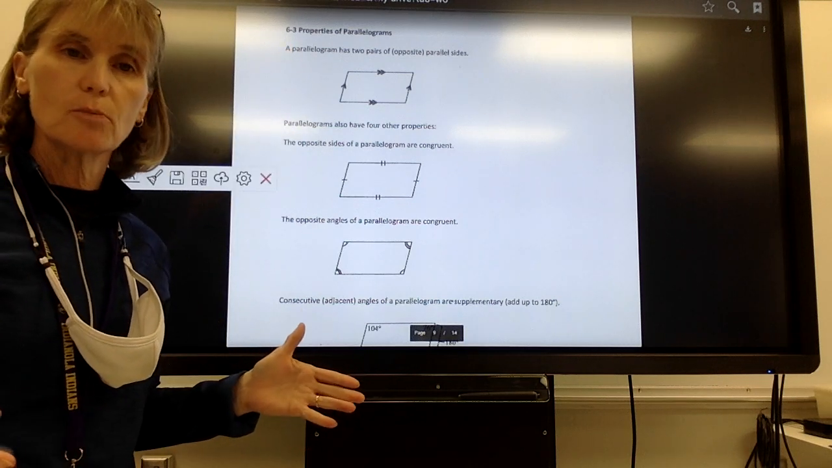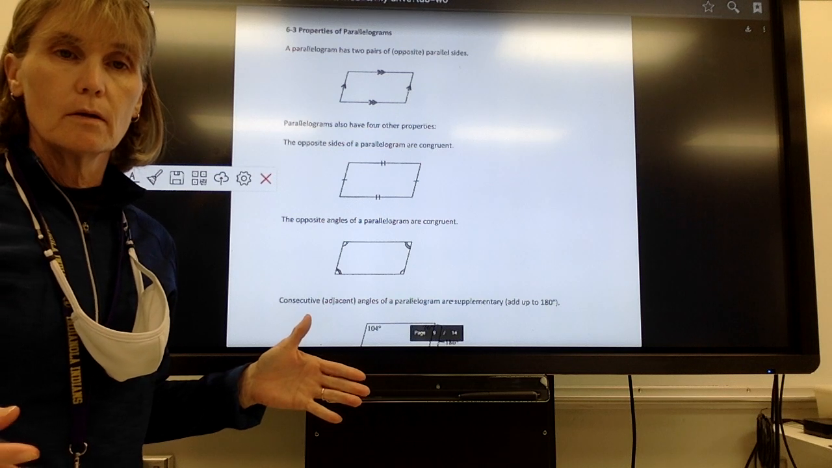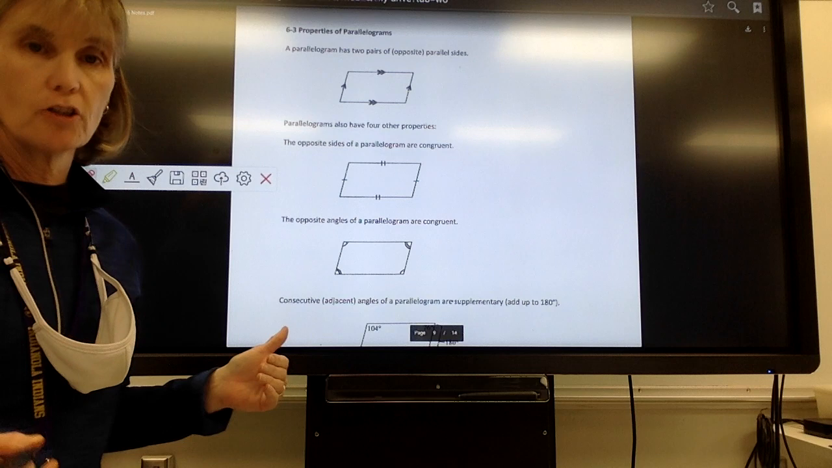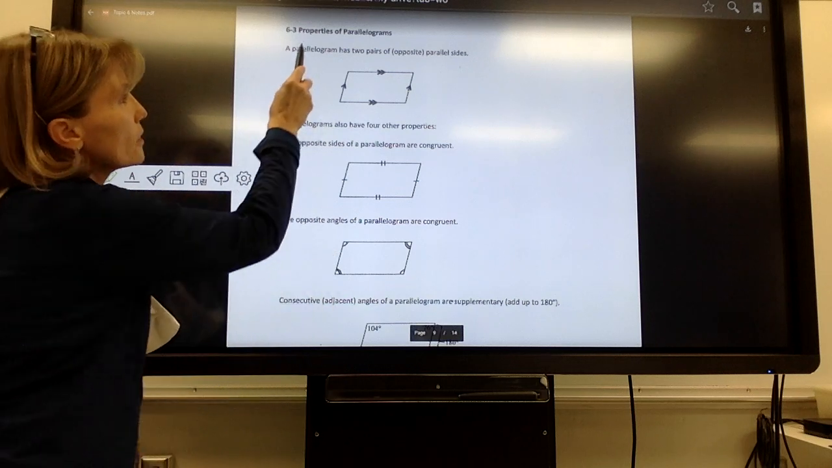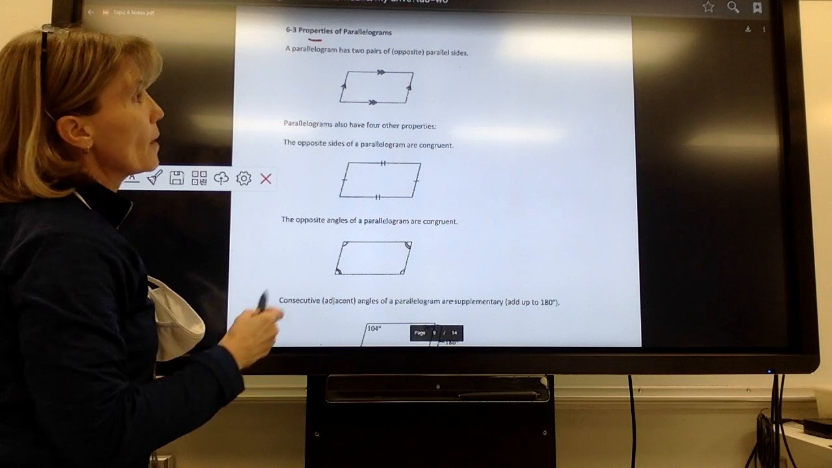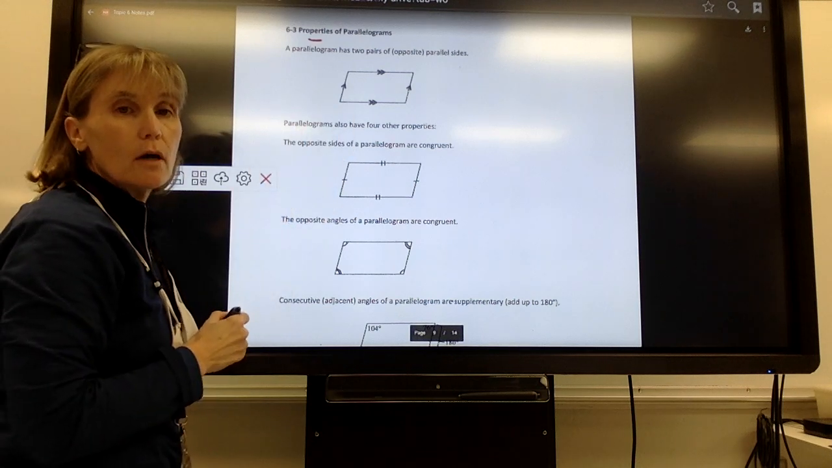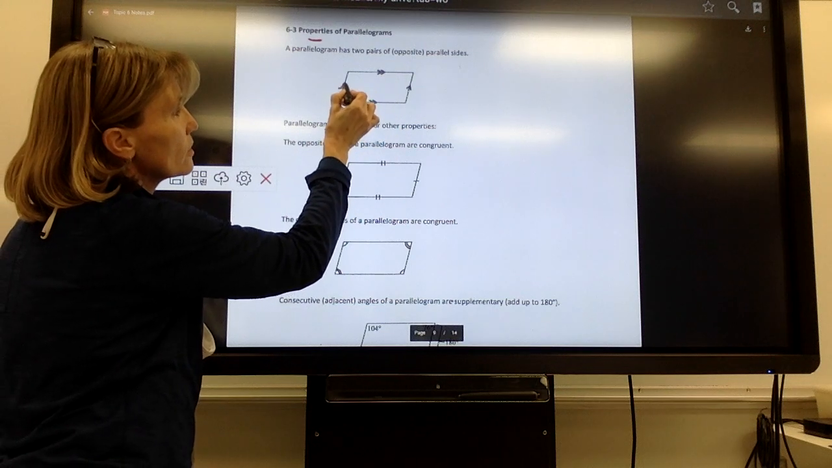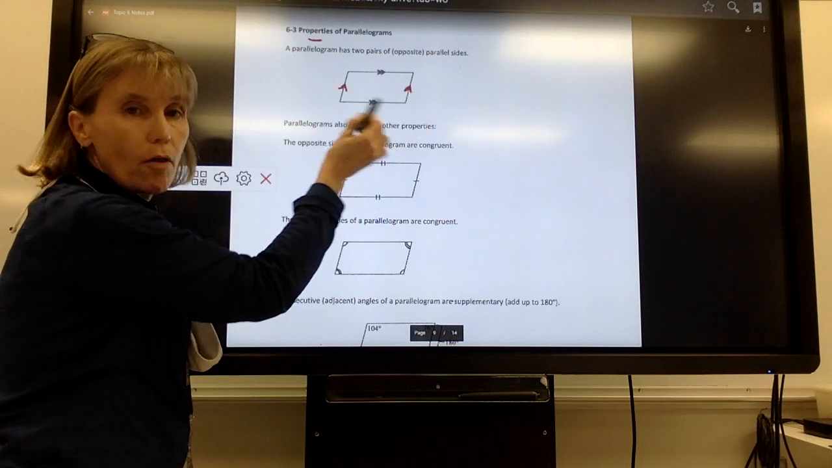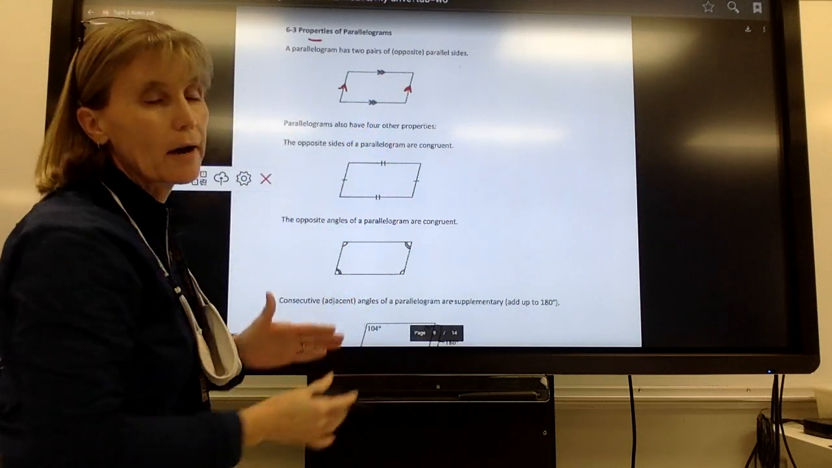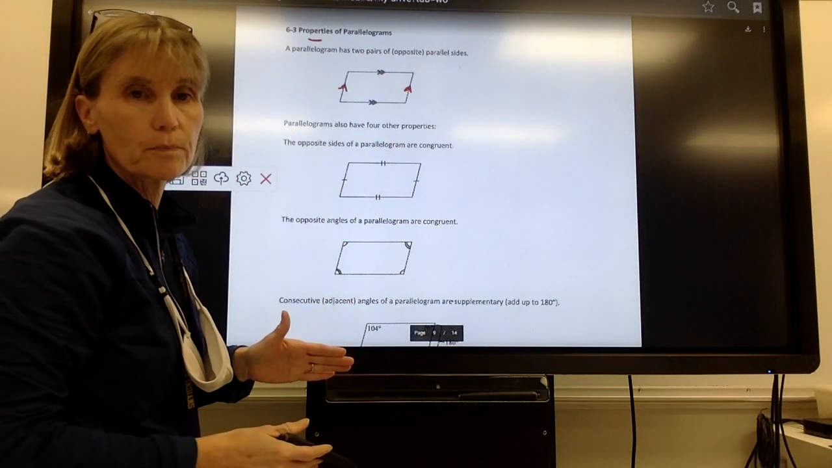Okay, what did it mean to be parallel? Okay, lines that were parallel never intersected. They did not touch. Okay, so we're looking at different properties of parallelograms. A parallelogram has two pairs of opposite sides that are parallel. So in this parallelogram, you see single arrows going on the left and the right side. That means that these two sides of the parallelogram are parallel to each other.